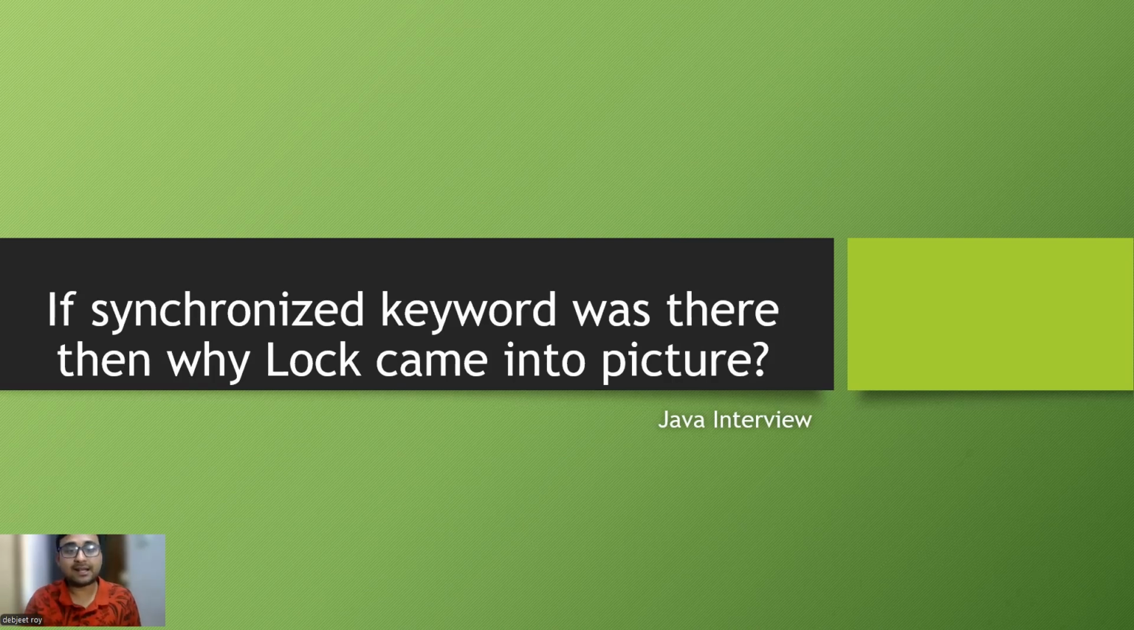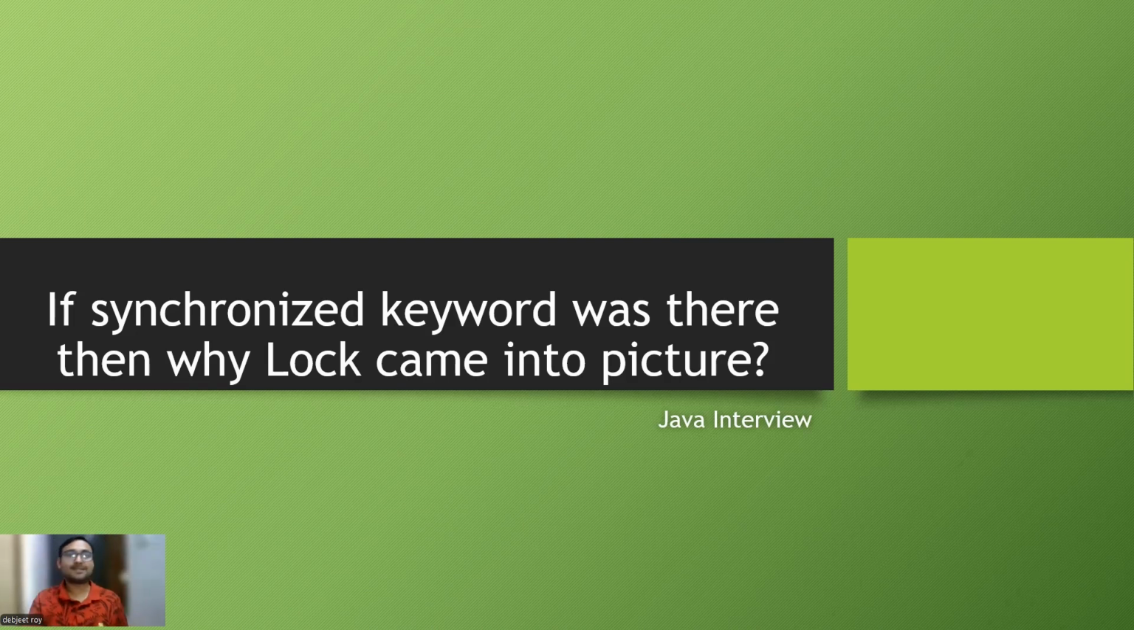If the synchronized keyword was there, then why did lock come into the picture? Basically, you have to go through the difference between the synchronized keyword and lock. Lock can go from the scope of one method to another scope. It is not fixed to one method scope only, but synchronization is fixed to that particular method. It cannot go to another method scope. We can lock in one method and unlock in another method, but synchronization has to be locked and unlocked in one method only. Where you start the synchronized block is the starting point of the lock, and when you close the braces of synchronized, that is the point where it unlocks.